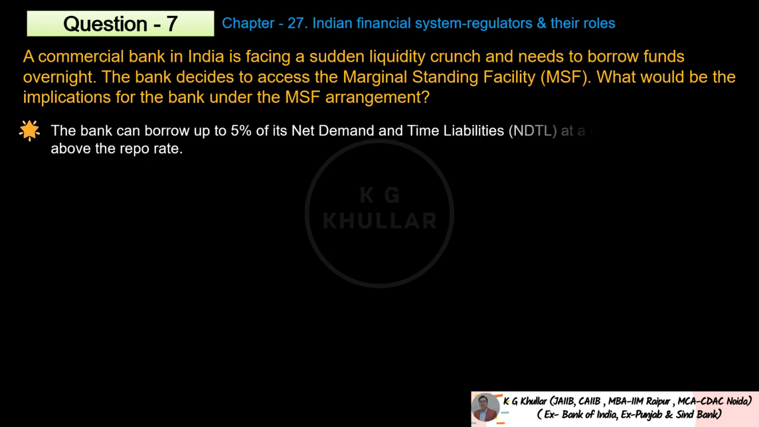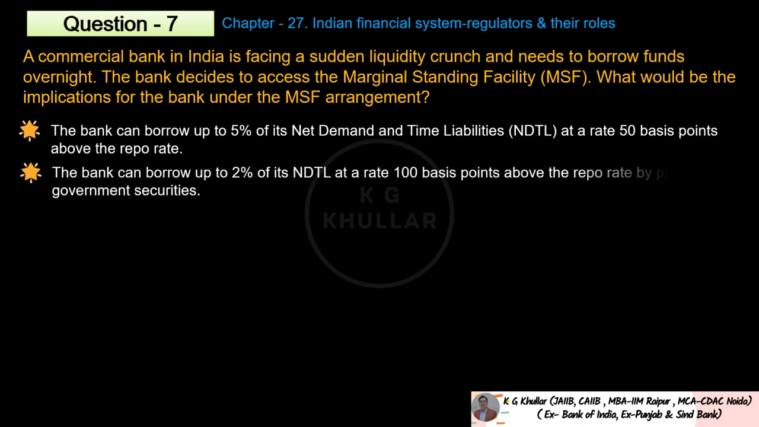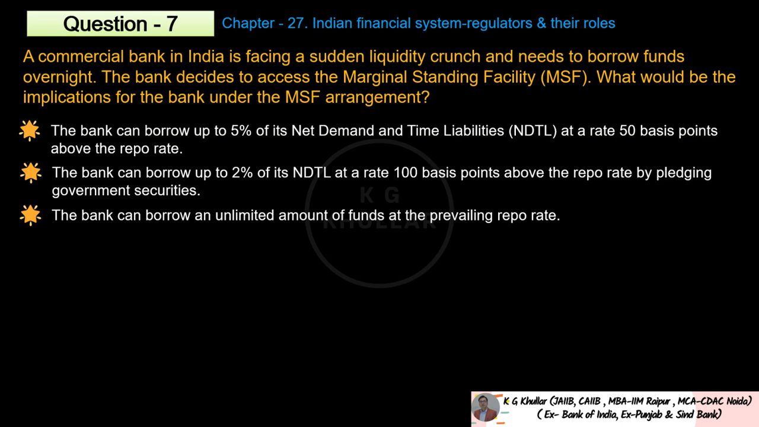And these options are given to you. Option A is the bank can borrow up to 5% of its net demand and time liabilities, that is NDTL, at the rate 50 basis points above the repo rate. Option B is the bank can borrow up to 2% of its NDTL at a rate 100 basis points above the repo rate by pledging government securities. Option C is the bank can borrow an unlimited amount of funds at the prevailing repo rate. And last option D is the bank must sell government securities outright to the RBI at the repo rate under open market operations, that is OMO.